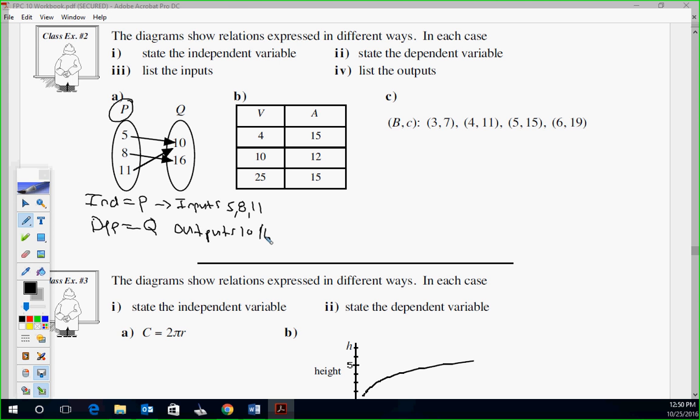So Andy, on B, what would be your independent variable? Good. And then Denise, what would your dependent variable be? And then here's your list. You just write those for your inputs. These are inputs. These are outputs.